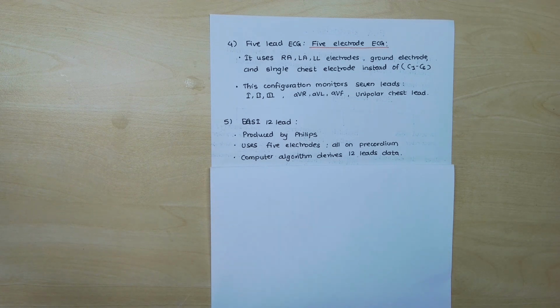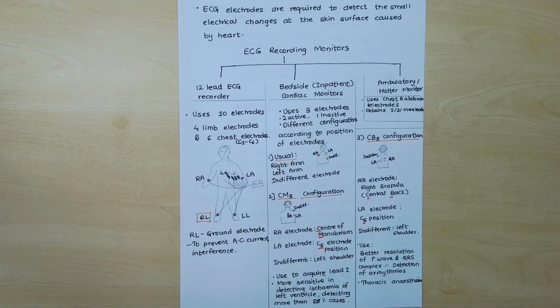There is the EASI 12-lead configuration which is produced by Philips. It uses 5 electrodes all around the precordium. The computer algorithm derives the 12-lead data. The ambulatory or Holter monitoring system uses chest and abdominal electrodes and it obtains 2, 3 or more leads.